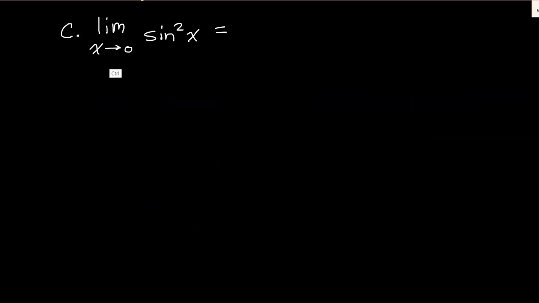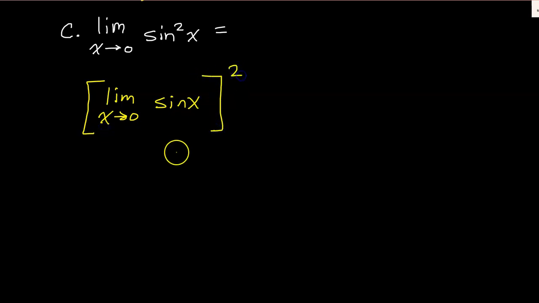For part C, we have the limit of a function that's being raised to a power. So we learned that one of the properties is we can start by taking the limit of the function first. So I can do the limit as x approaches 0 of sine x, and then I can do the power afterwards.